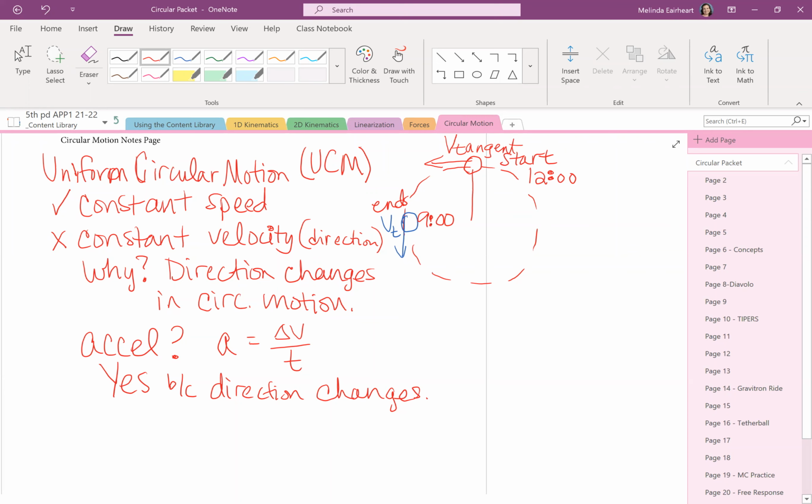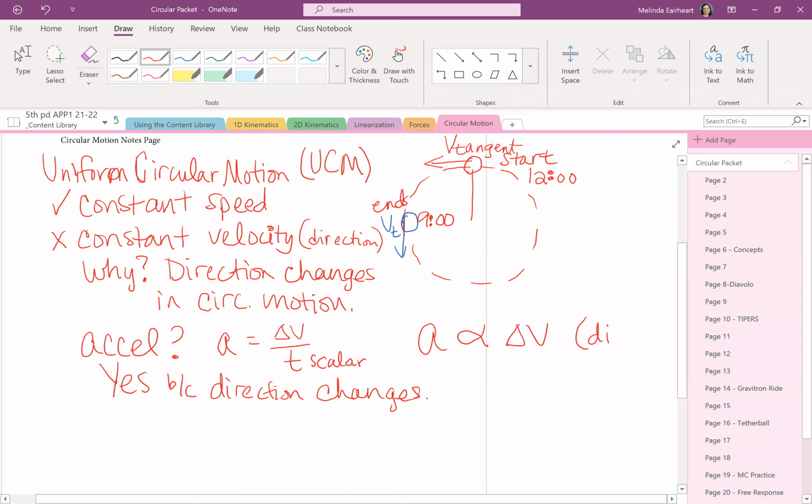Acceleration equals a change in velocity over time. Well, time is scalar, and so time doesn't affect the acceleration's direction, only the magnitude. And so we're going to just say acceleration is proportional to your change in v in terms of direction. Let me write that out. Direction. And so whatever direction we get from our vector addition with velocity vectors, so will be the direction the object is accelerating when it comes to 12 o'clock to 9 o'clock.